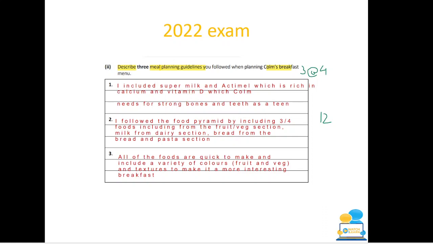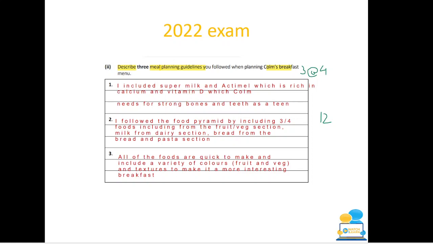So these are all sample answers that I have written under my opinion. So the first thing I've written down is I included super milk, okay? So that's fortified with extra vitamin D, and Actimel, which is rich in calcium, vitamin D, which Colm needs for strong bones and teeth. Okay, now as he is a teenager and is growing. So first thing I've done is I stated super milk and Actimel. I've explained that it's rich in calcium, vitamin D, and I've given my example, okay?